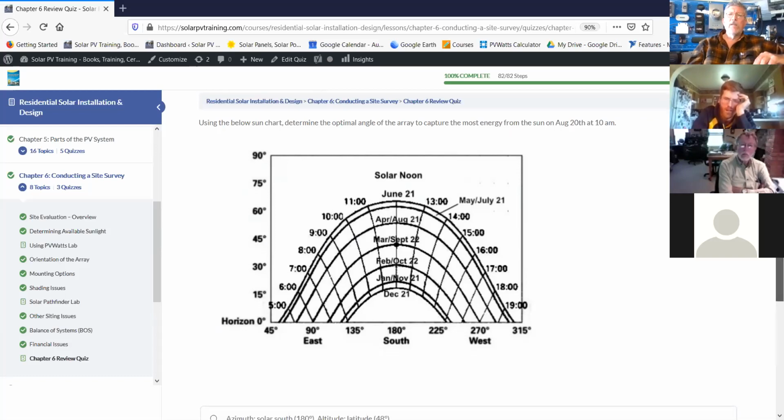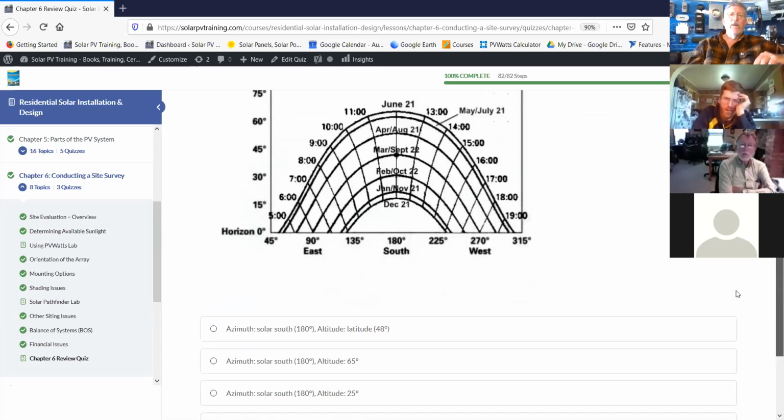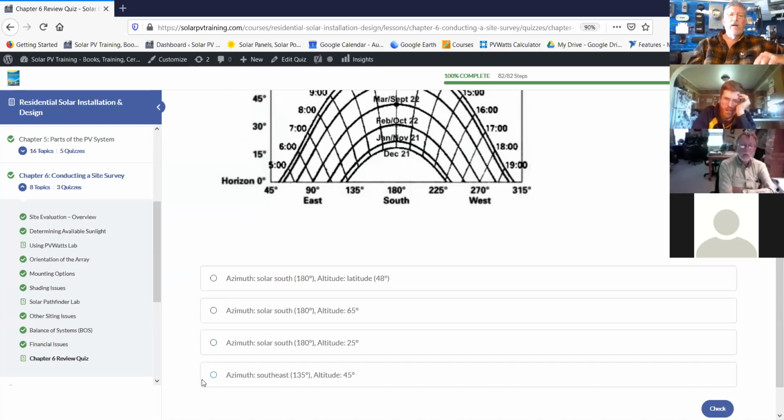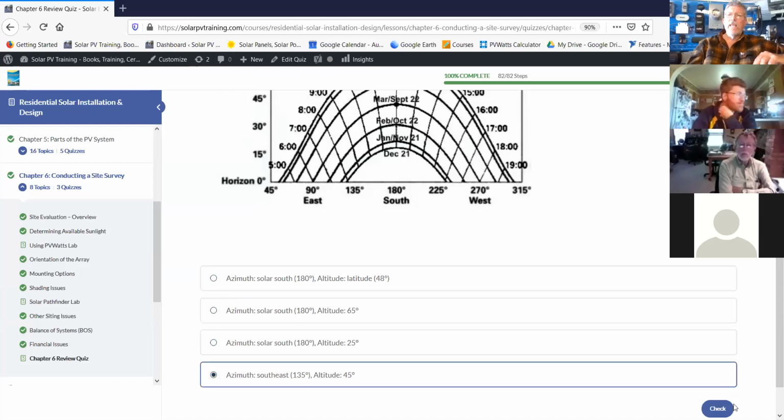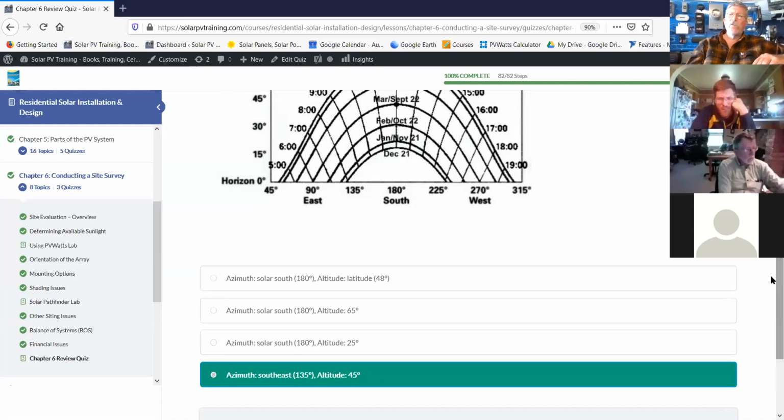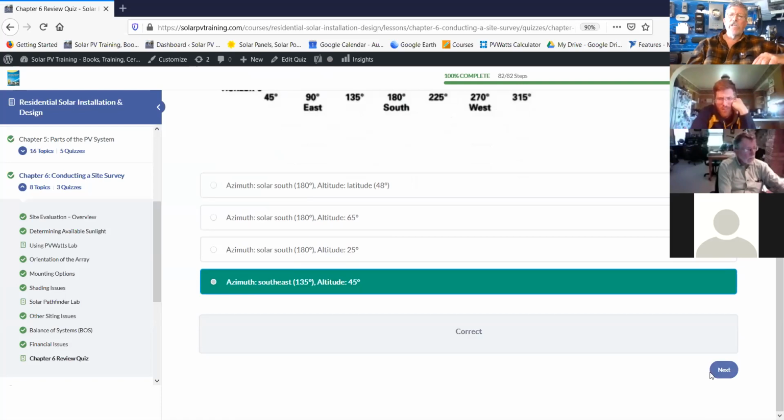So it just gives you a little bit of practice at how you read these things. And these really come into play only if you're going to have to create a sun tracking system or if you're using the Solar Pathfinder for shading. That's really where these sun charts come into effect.